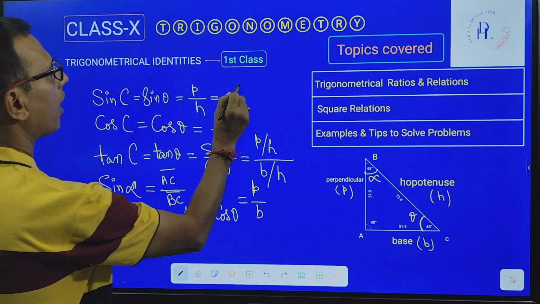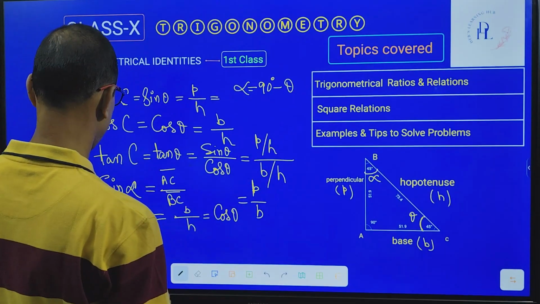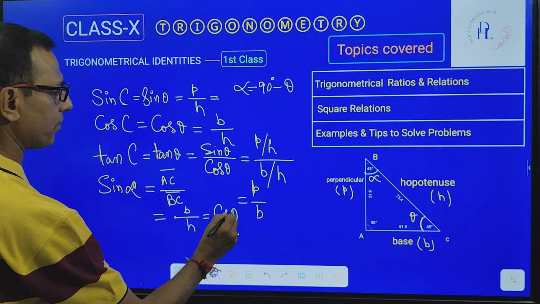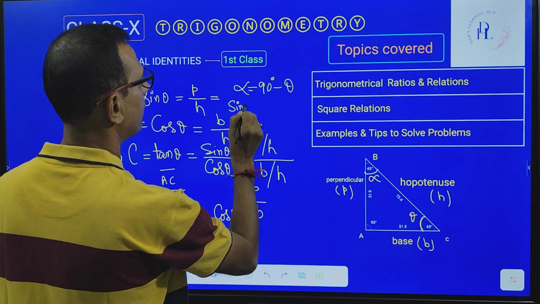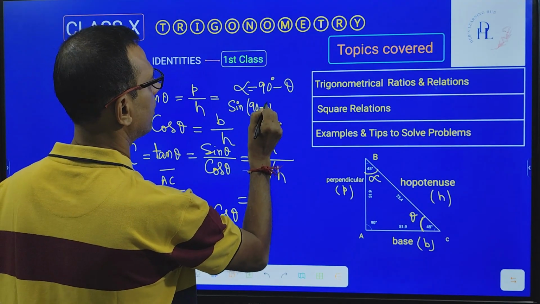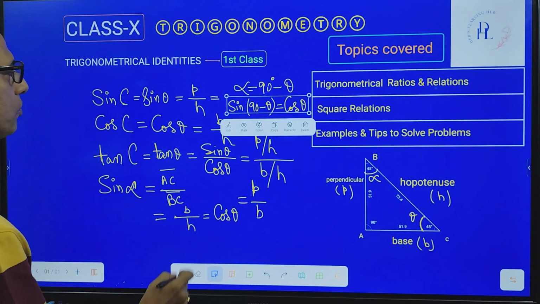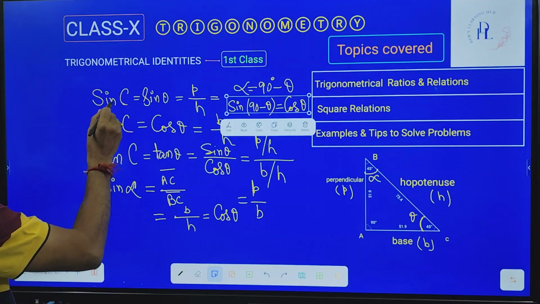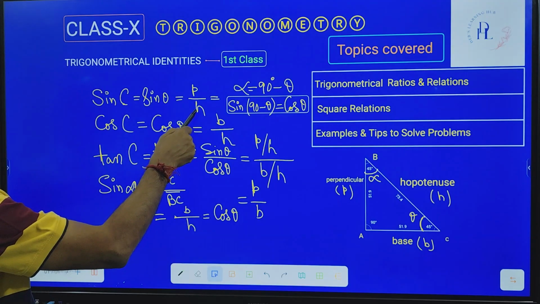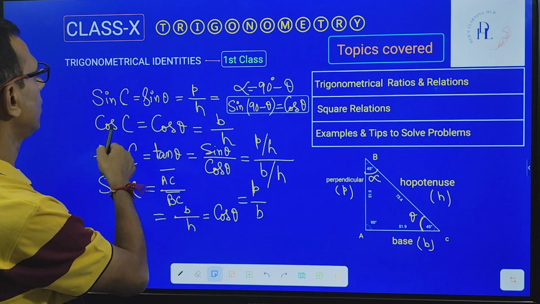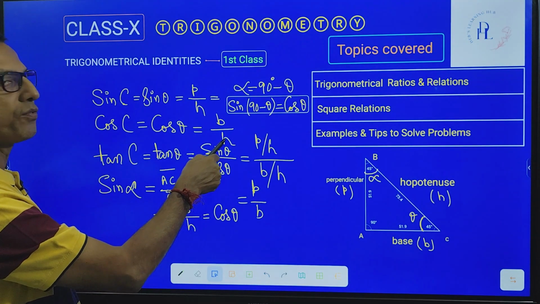And alpha is nothing but 90 degrees minus theta. So this is the relationship: sine of 90 degrees minus theta equals cos theta. This is one relation, and these are the relations. Sine C or sine theta equals perpendicular by hypotenuse, P for perpendicular, H for hypotenuse. Cos C or cos theta equals base by hypotenuse, B for base and H for hypotenuse.